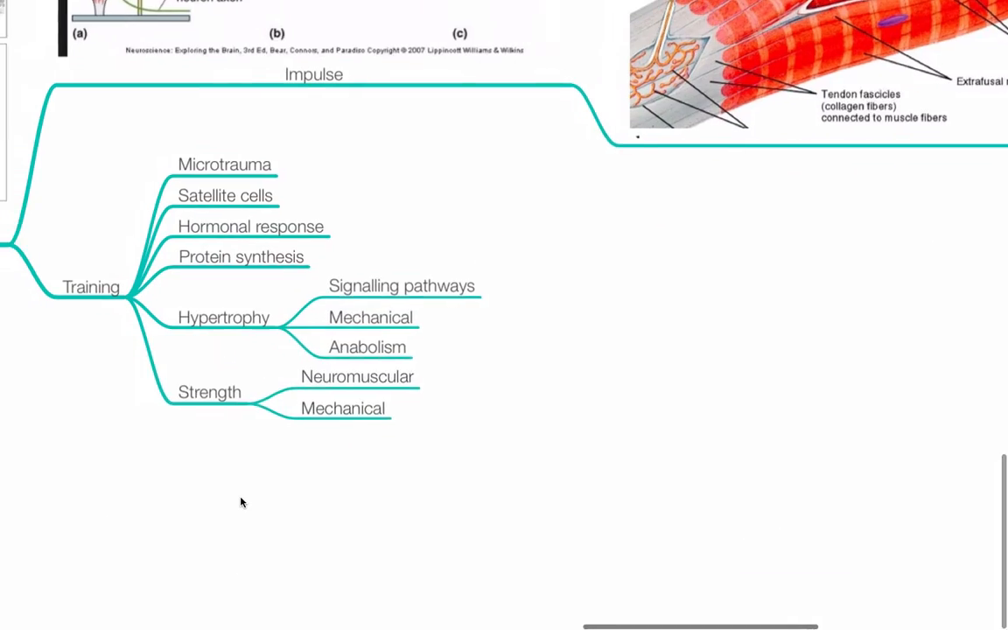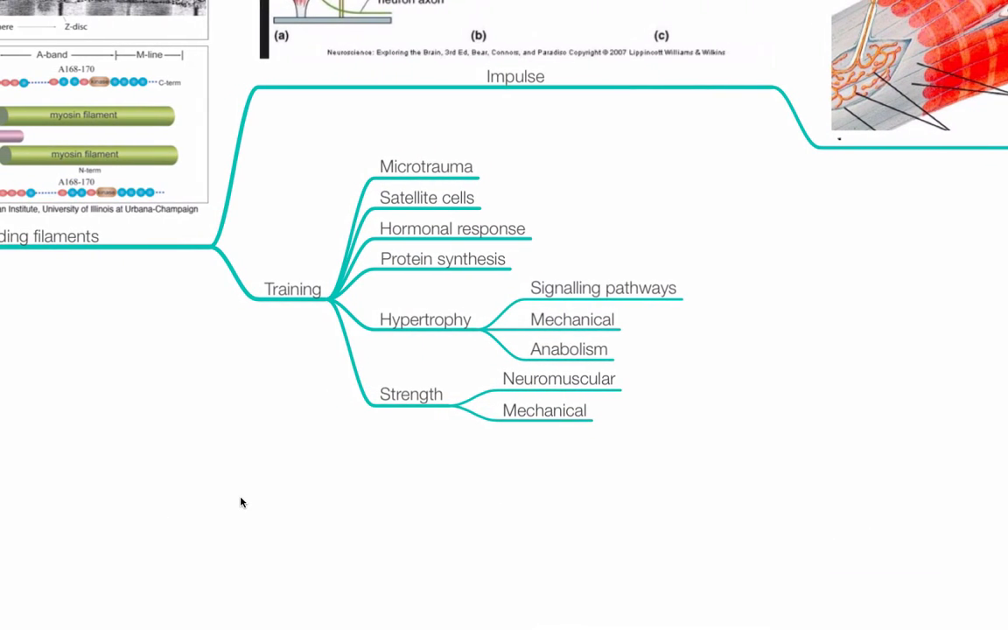Training induces a number of changes to muscle, which I'll need to cover in another video to do it full justice, but generally mechanical tension causes microtrauma to the muscle proteins, which triggers a cascade of signaling pathways that induce anabolism and protein synthesis. This then combines with neural adaptations to get you stronger and bigger as a response to training.